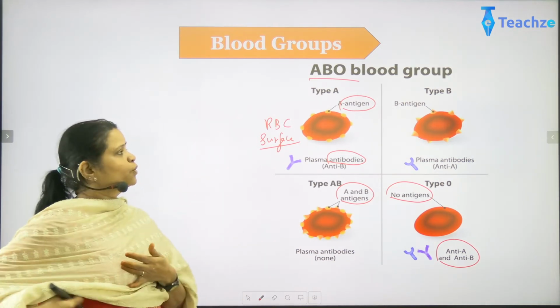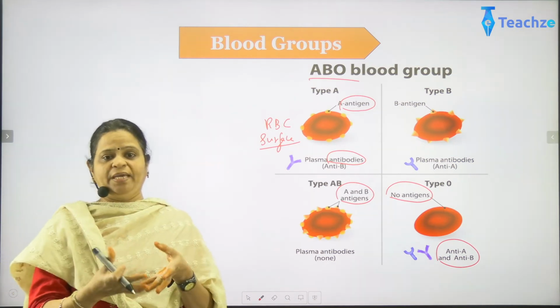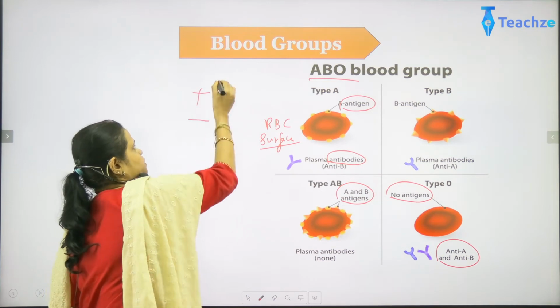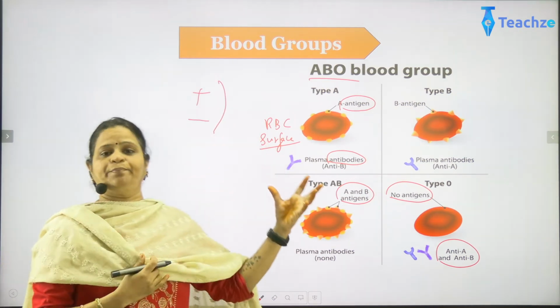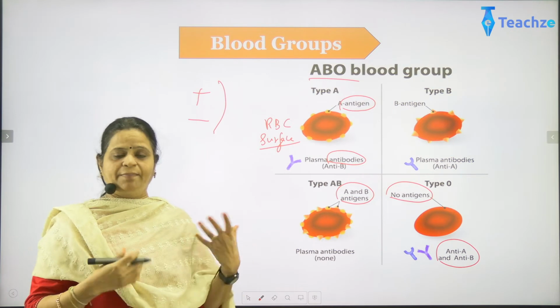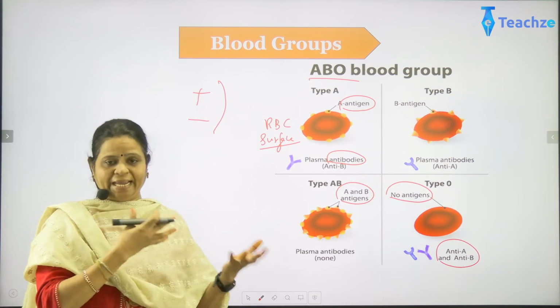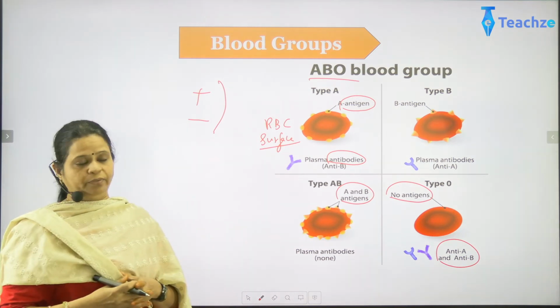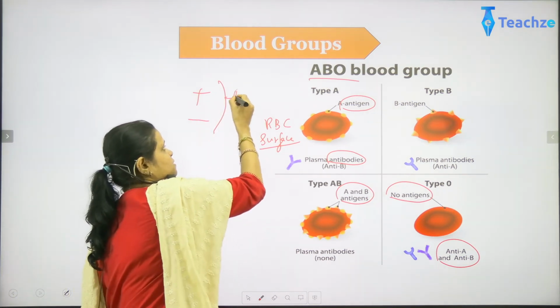Then you will see that it is not just A, B, AB and O. Sometimes it is given as positive and negative. This is also one of the important things, because we see A positive, B positive, AB positive, O positive like that, or negative blood groups. Now what is this positive and negative we are talking about? Positive is the rhesus factor.